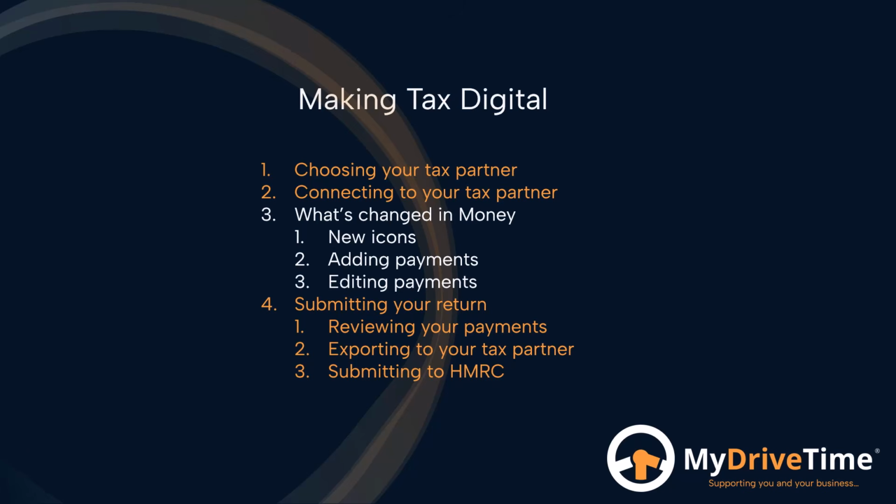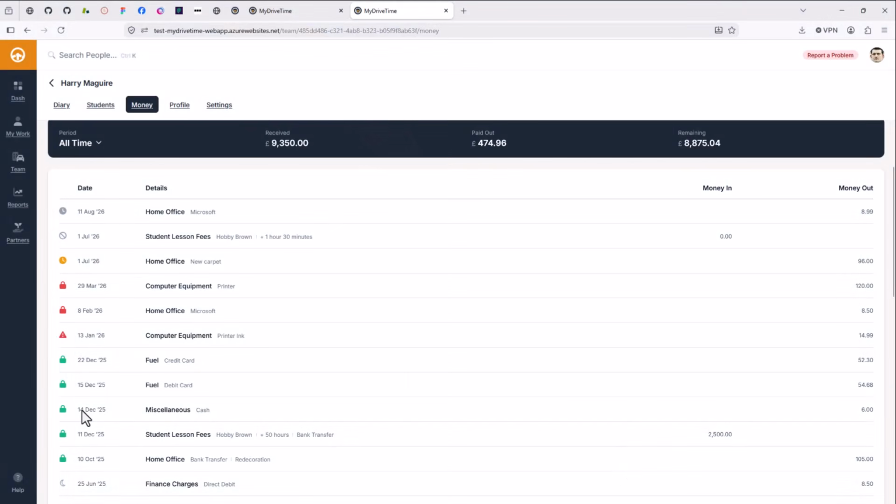In addition to the Making Tax Digital options and the quarter submission screen, the other area which has been affected is the money section. So let's have a look at that now. The first thing that is obvious is that there is an army of new icons that appear alongside payments, including clocks, padlocks, triangles, prohibition signs and moons. What do they all mean?